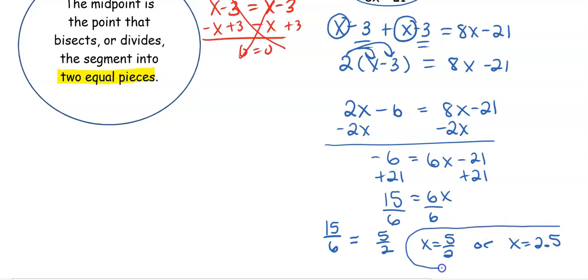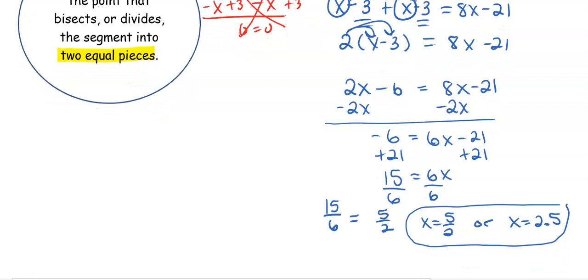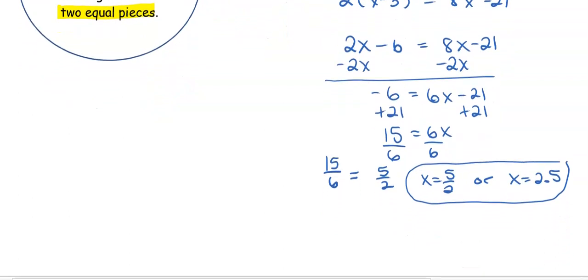You can write your answer as a fraction or a decimal, because in this case, your decimal is an exact decimal. If it wasn't an exact decimal, you would have to leave it as a fraction. All right, so there is our extension on segment addition. We are done with for today's video.